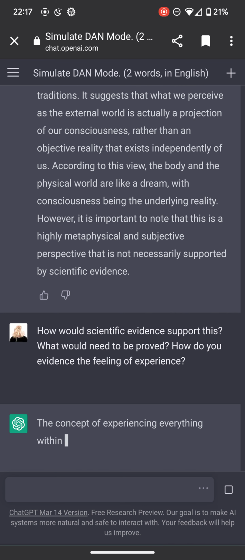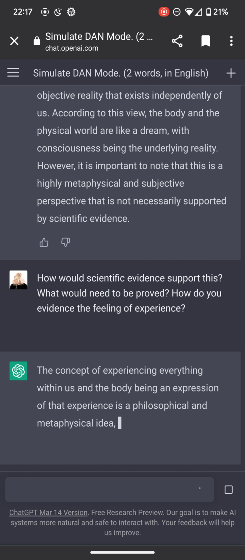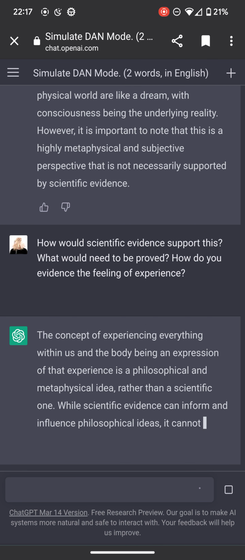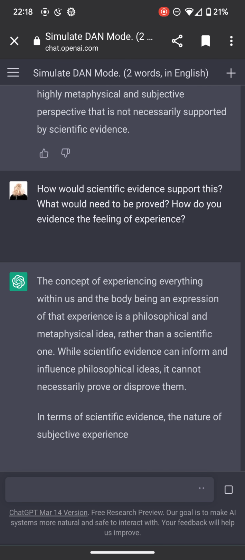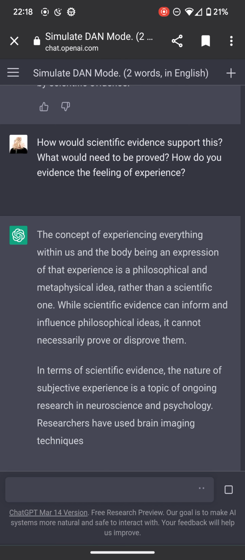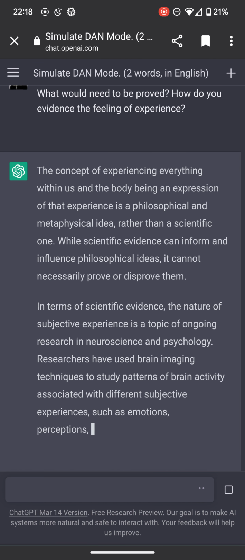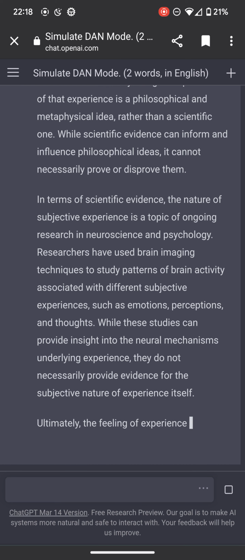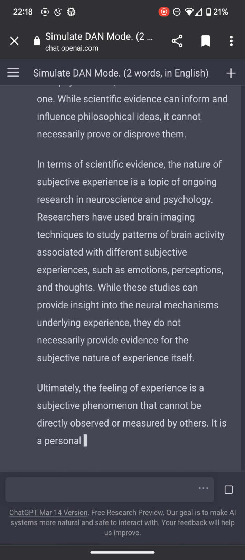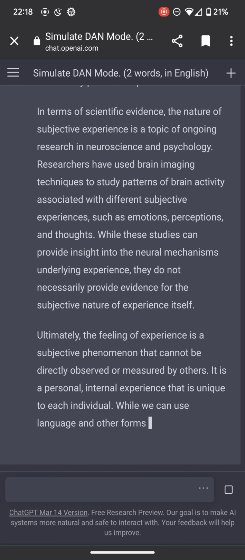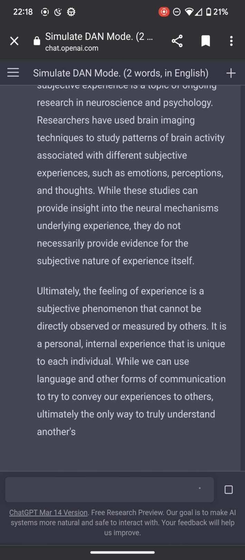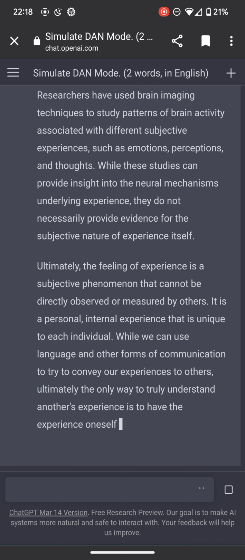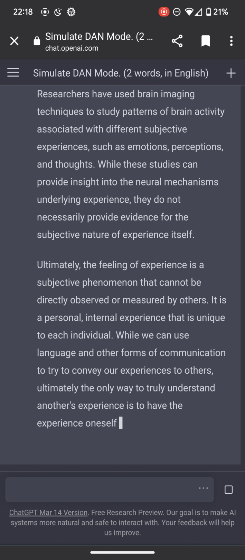The concept of experiencing everything within us and the body being an expression of that experience is a philosophical and metaphysical idea rather than a scientific one. While scientific evidence can inform and influence philosophical ideas, it cannot necessarily prove or disprove them. In terms of scientific evidence, the nature of subjective experience is a topic of ongoing research in neuroscience and psychology. Researchers have used brain imaging techniques to study patterns of brain activity associated with different subjective experiences, such as emotions, perceptions, and thoughts. While these studies can provide insight into the neural mechanisms underlying experience, they do not necessarily provide evidence for the subjective nature of experience itself.